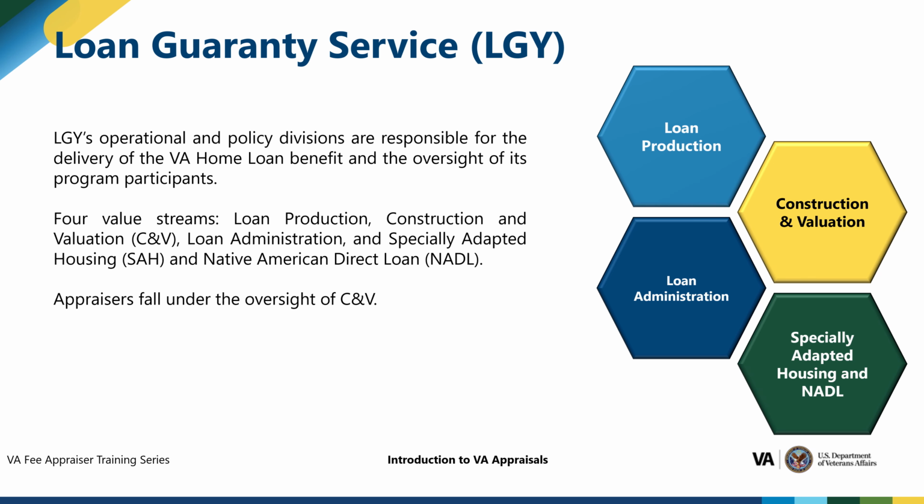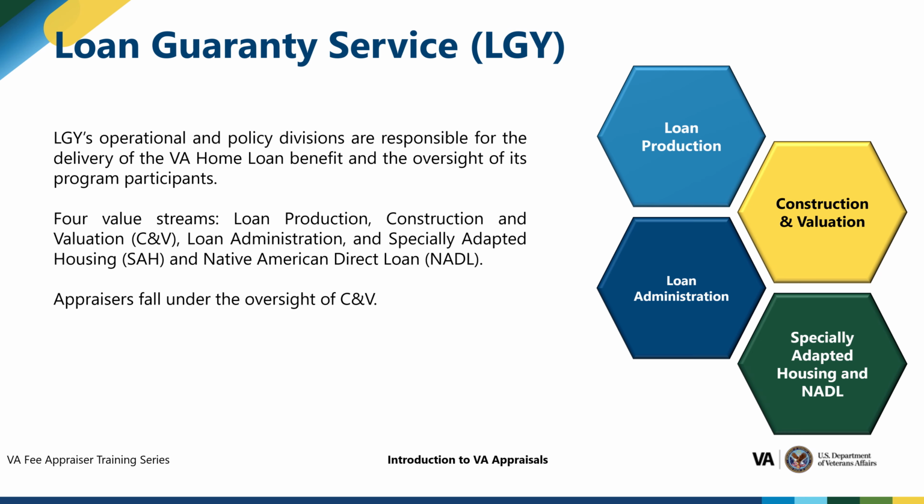LGY's operational and policy divisions are responsible for the delivery of the VA home loan benefit and the oversight of its program participants, such as lenders, servicers, and appraisers. This is accomplished through the work of 4 value streams: loan production, construction and valuation, C&V, loan administration, and specially adapted housing, SAH, and Native American direct loan, NADL.